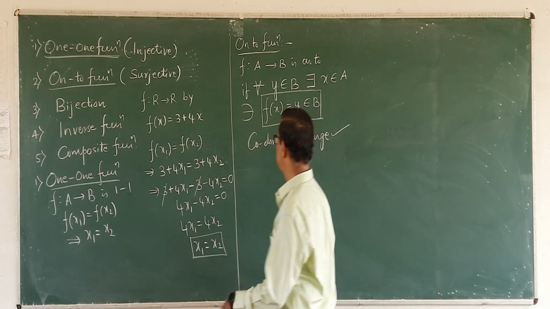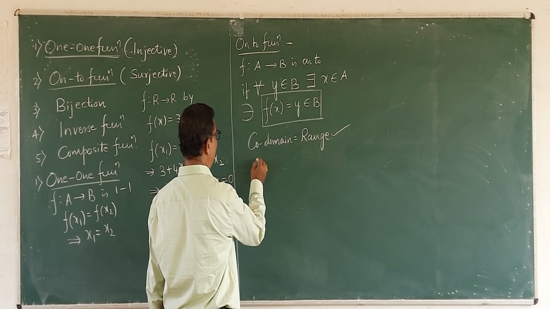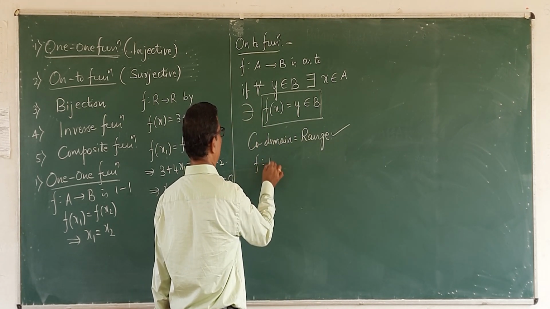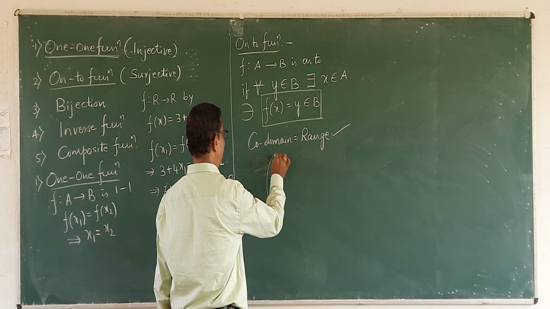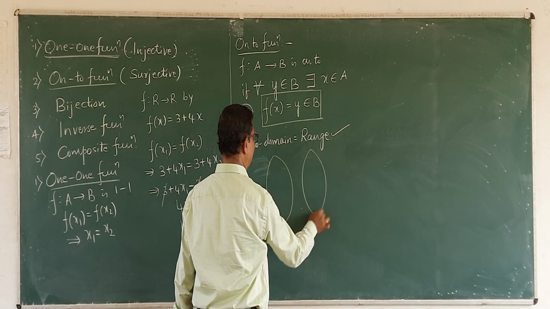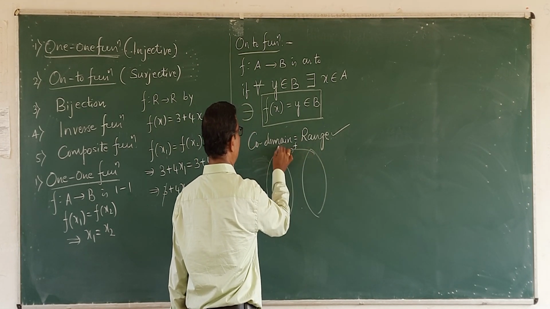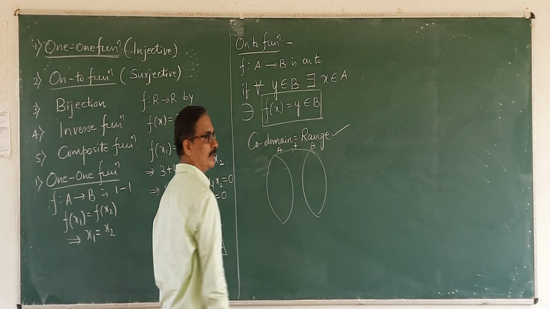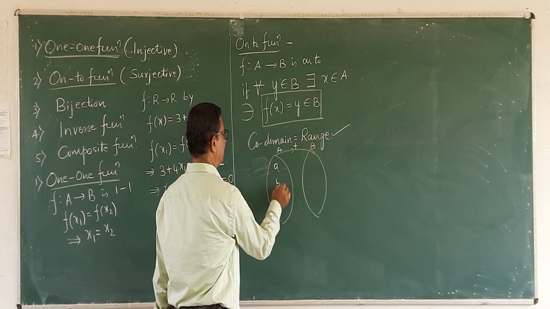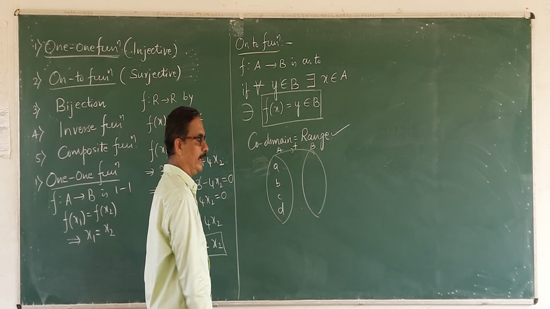Okay, now take one simple example. First take the Venn diagram. By using the Venn diagram, identify whether it is an onto function or not. f is a function from A to B. A is a set consisting of 4 elements a, b, c, d.